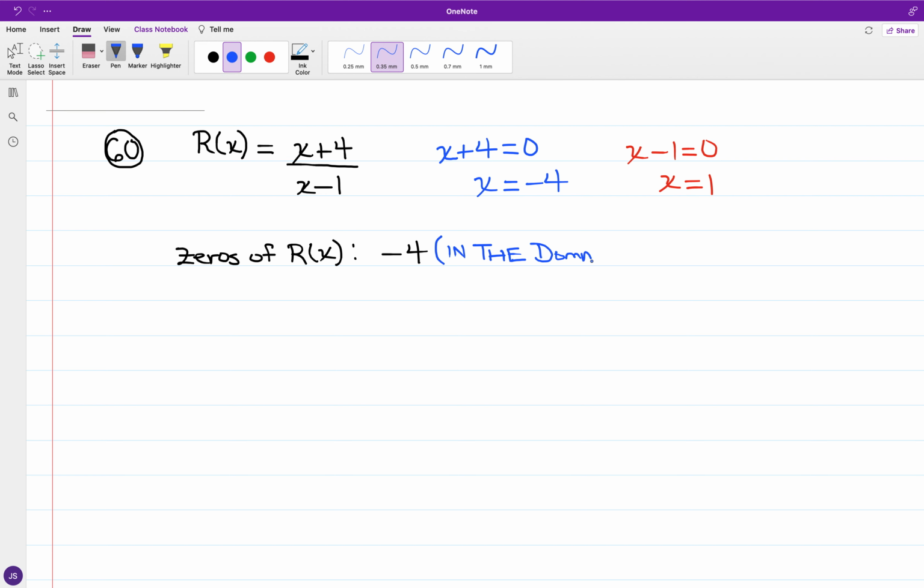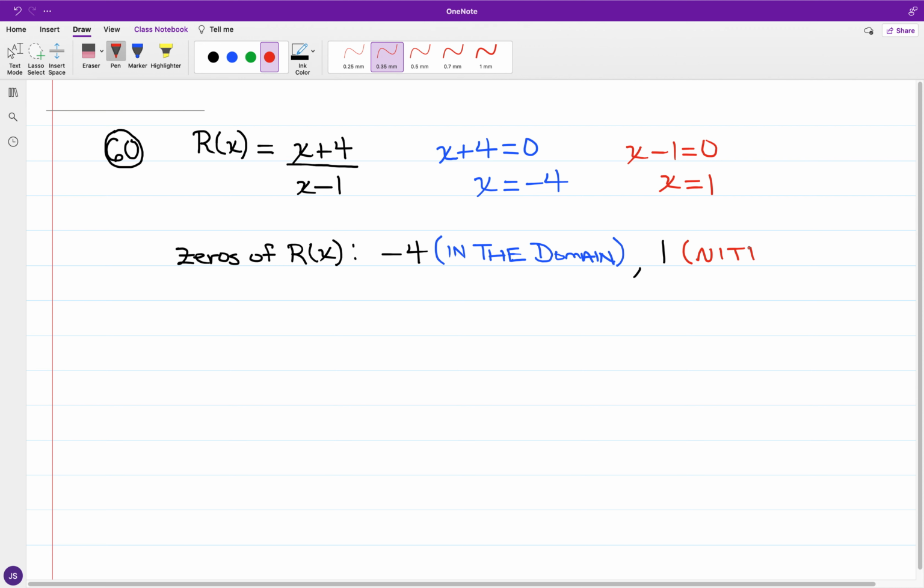Now for the other zero that we have at 1, if I plugged in 1 for x, I'll have 1 plus 4 is 5 in the numerator, and in the denominator, 1 minus 1 goes to 0. So I can have a 0 numerator, but I cannot have a 0 valued denominator. So for the value of 1, that zero causes the expression to be undefined, and so for 1, I would say NITD for not in the domain.